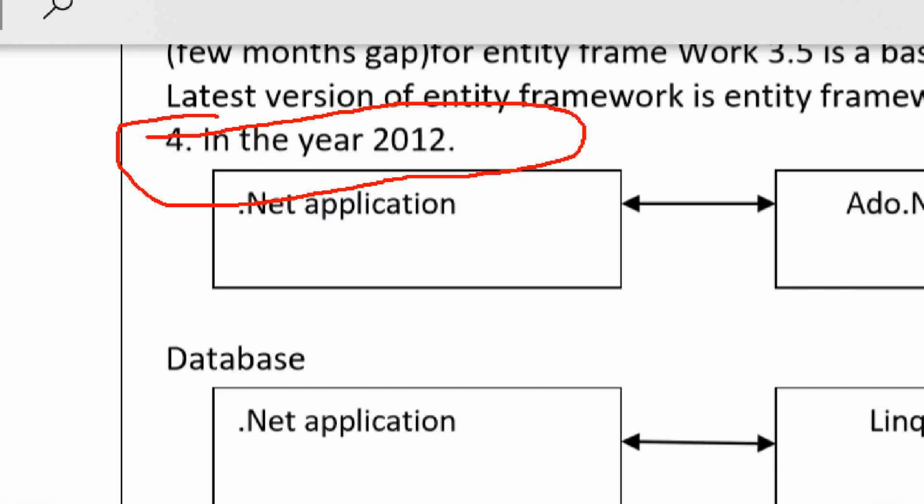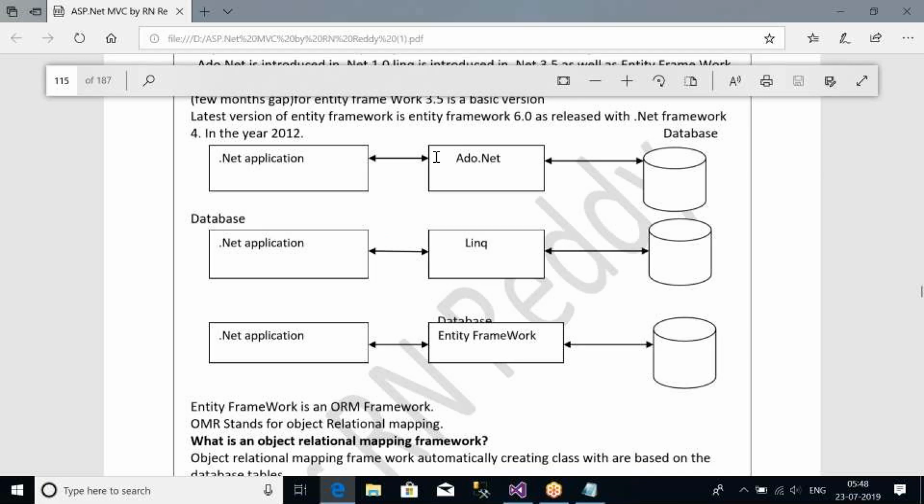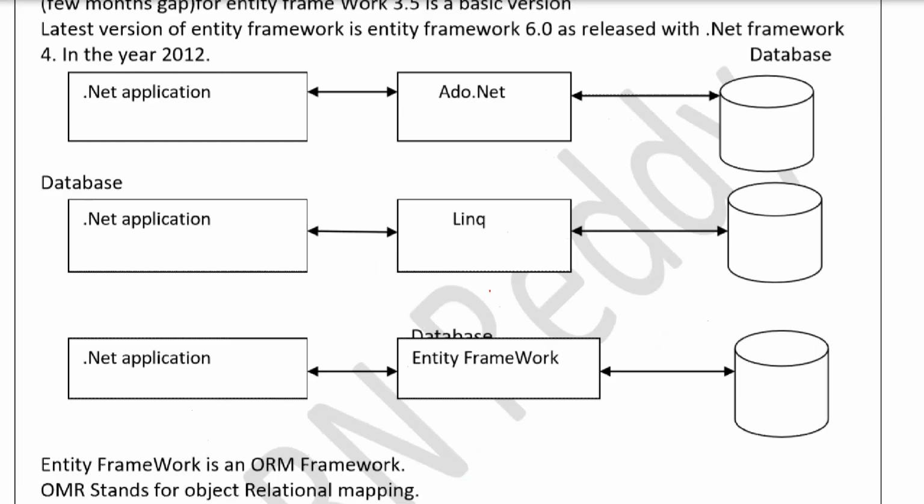And you can observe this diagram. It is acting like a mediator between the .NET application and the database. First data access technology is ADO.NET. Second one is LINQ, and third one is Entity Framework.